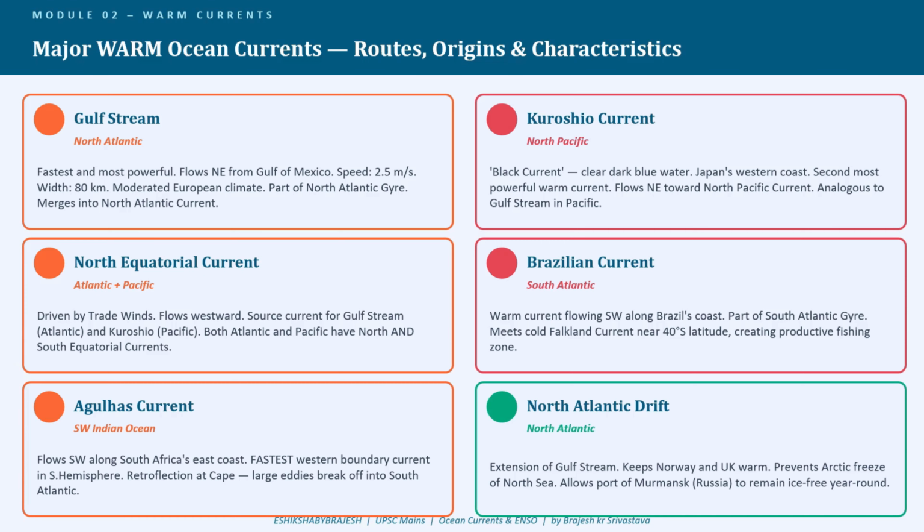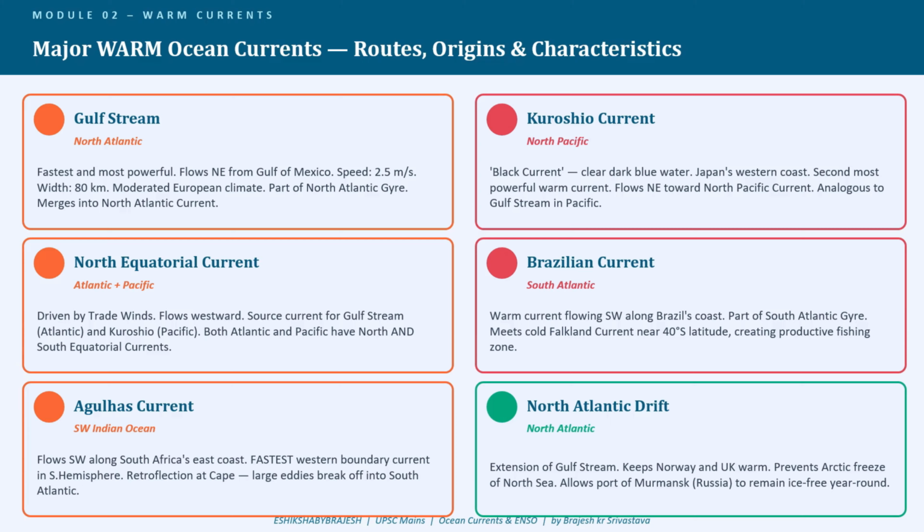The Kuroshio current is the Pacific equivalent of the Gulf Stream. Kuroshio means black current in Japanese, named for its deep blue, extremely clear water. It flows northeastward along Japan's Pacific coast, warming Japan's climate. It merges into the North Pacific Current, which carries warm water toward the North American coast.